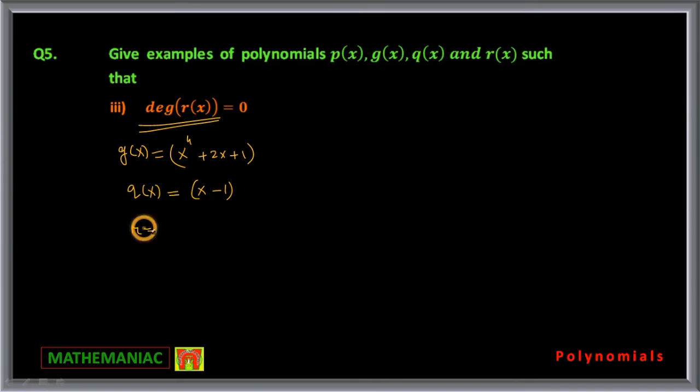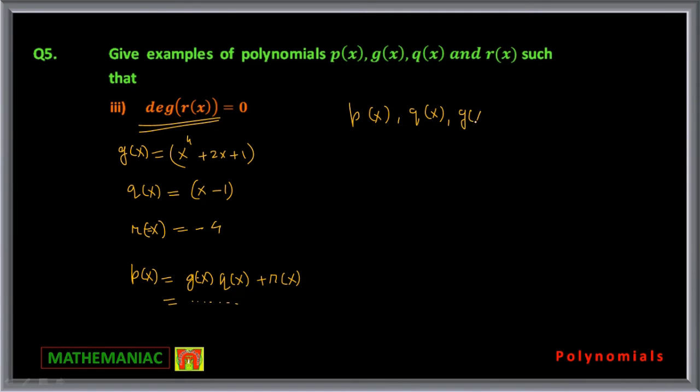Degree of R(x) 0, what should I consider? Degree of R(x) 0 does not mean that it's 0. It is a constant number. Let me consider this as 4. And then what can you find? What is P(x)? It will be obtained just by multiplying all this and adding R(x) to it. So after calculation, you will have this polynomial in your hand. One is P(x), the other is Q(x), g(x) and R(x), and those are the required examples as they are asking.